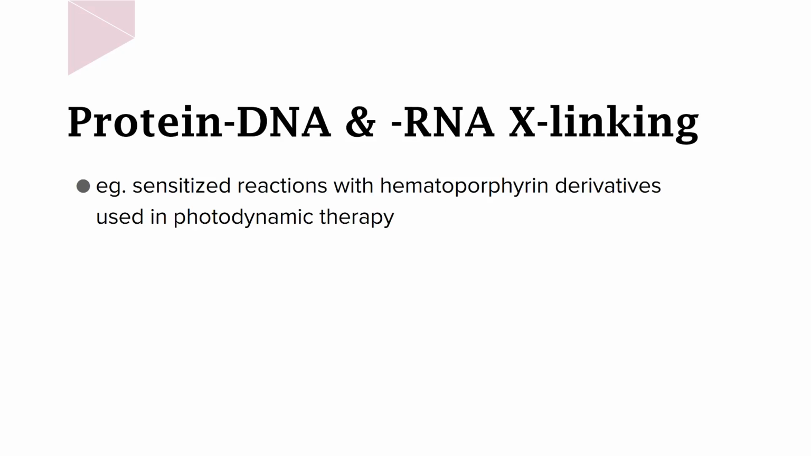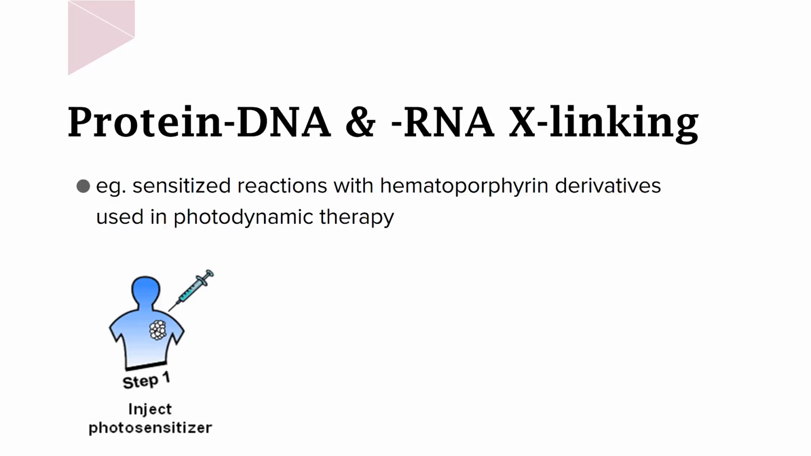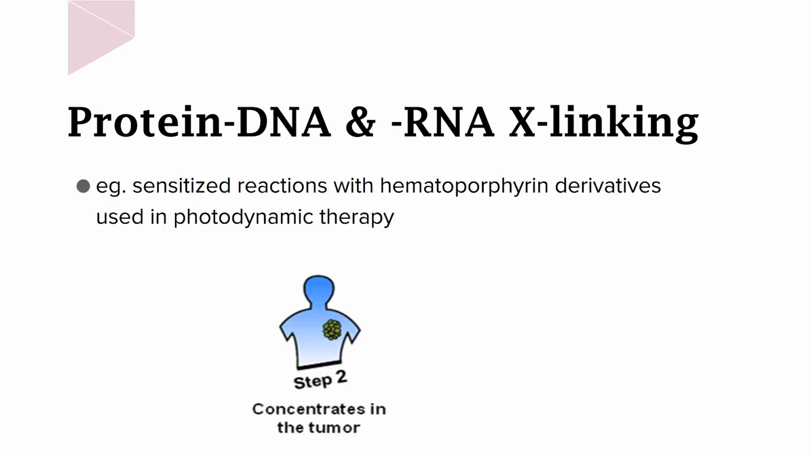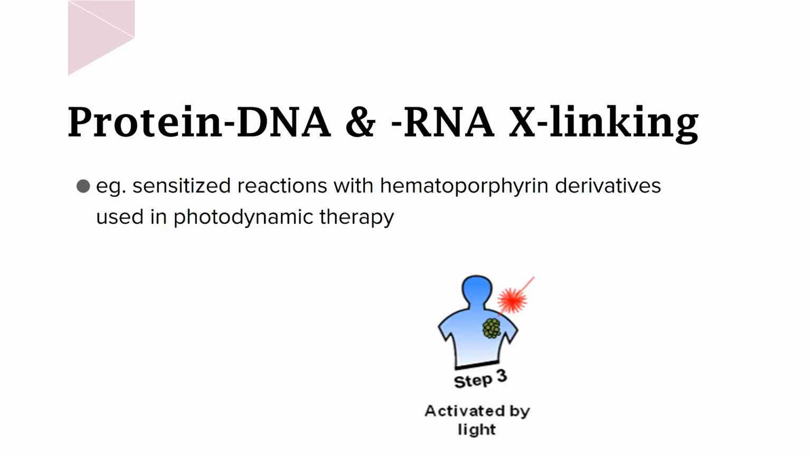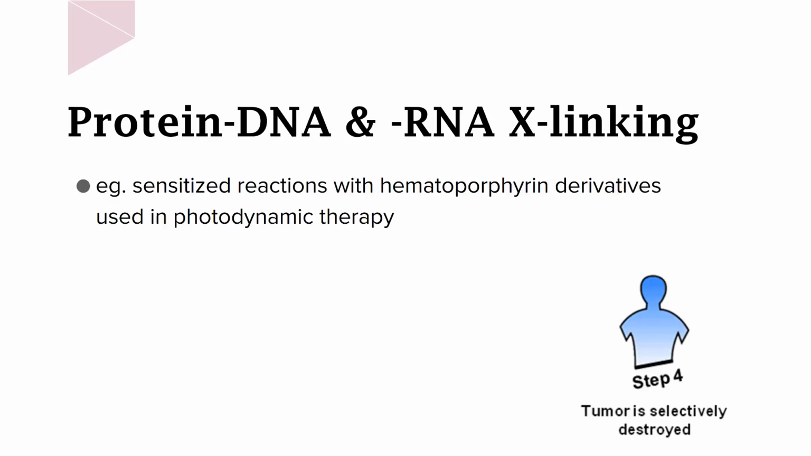Protein DNA and RNA cross-linking can be observed in synthesized reactions with hematoporphyrin derivatives used in photodynamic therapy. In photodynamic therapy, a photosensitizing agent which localizes the tumor is administered, concentrating in the tumor. As the sensitizers are activated by light, a sequence of photochemical and photobiological processes cause irreversible photodamage to tumor tissues. Photodynamic therapy is thus an effective treatment for some cancers.